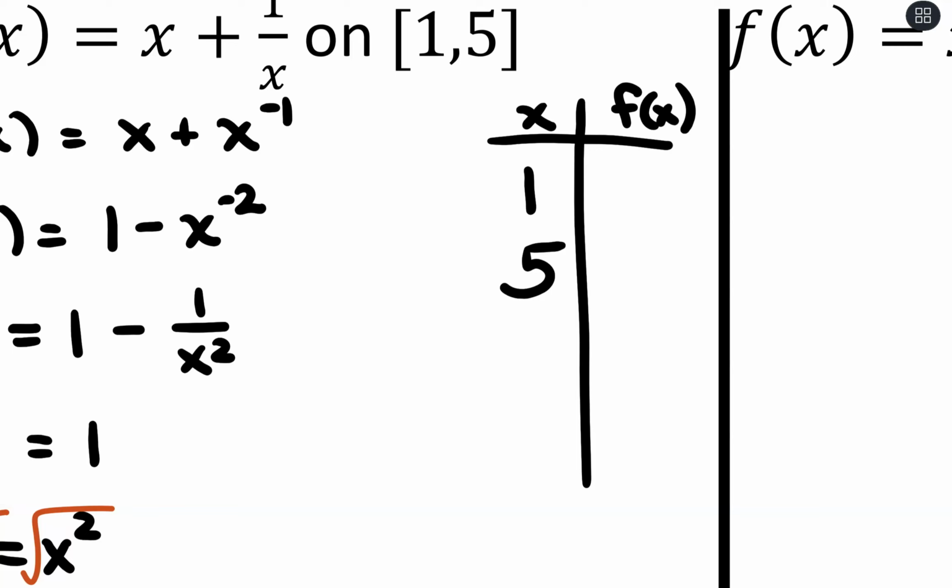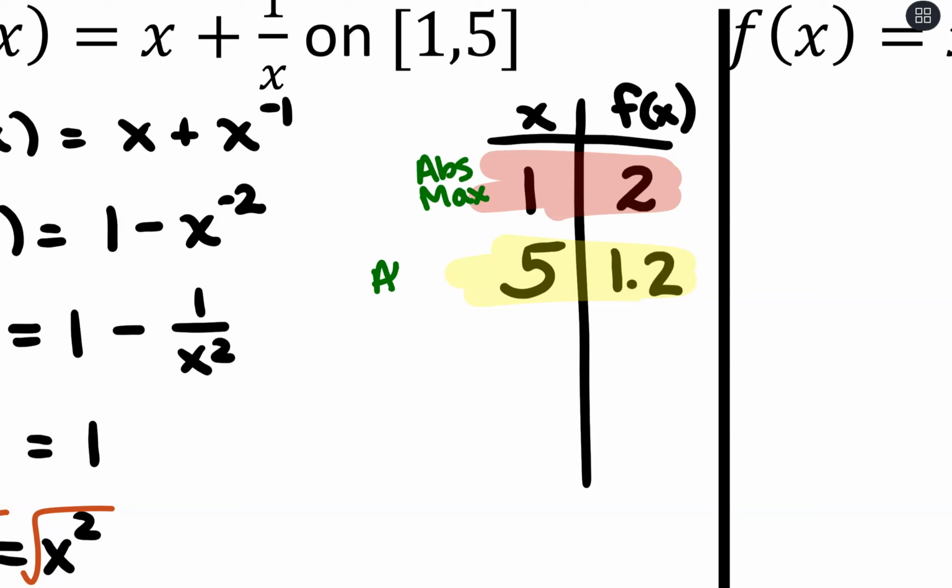So no matter what, we should at least have the endpoints, and then anything else that we can add on is good. Okay, f of 1 is going to come from 1 plus 1 over 1, so that's 2. And f of 5 is going to come from 1 plus 1/5, so 1.2. So our smallest is going to be the 1.2, and our largest is going to be the 2. So this will be our absolute max, and this will be our absolute minimum.